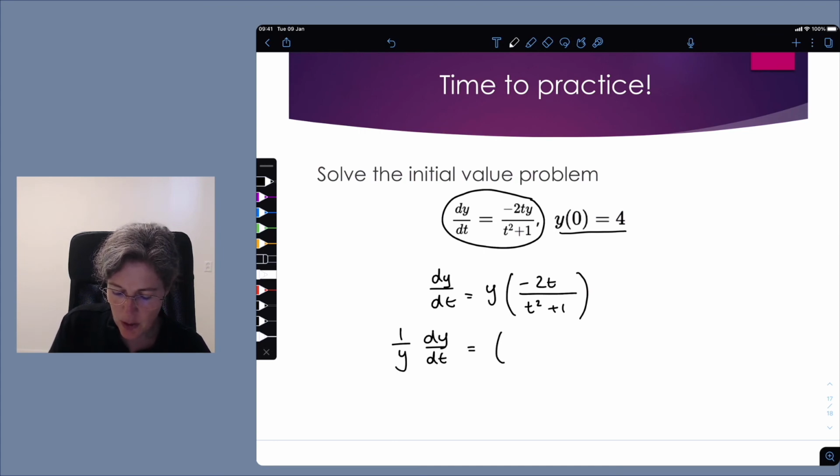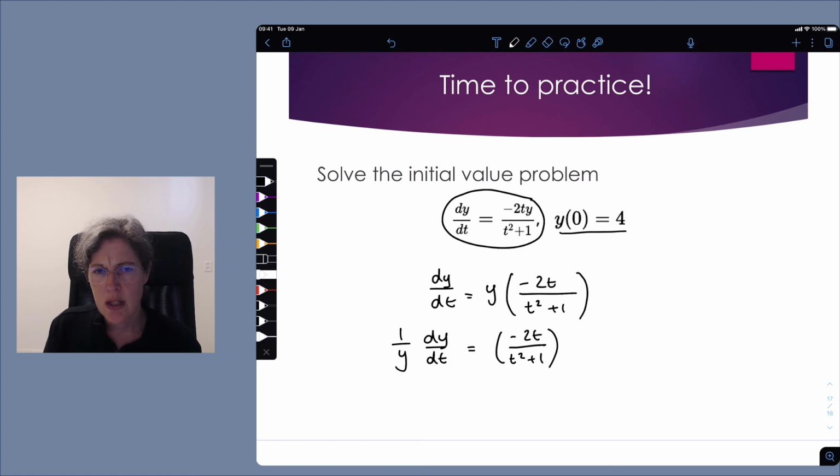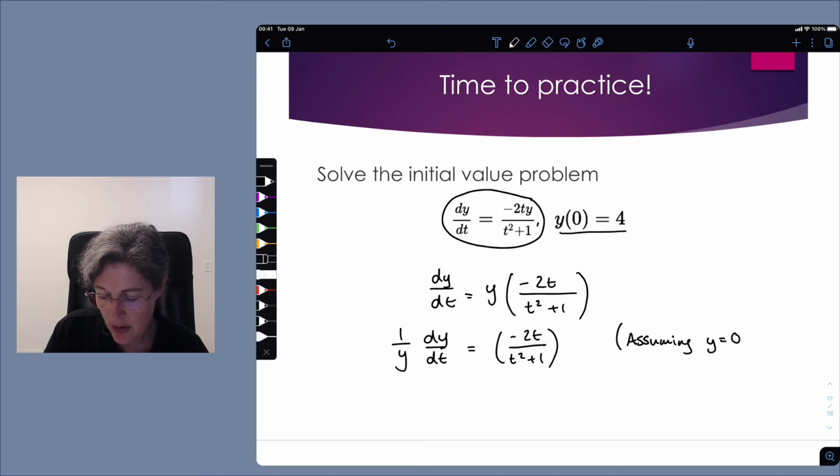And at this point, I hope that a little alarm bell went off that said, hang on, we need to make sure that y is not 0, because if I just divided by 0, then I would have blown up the universe, which would be bad. So I need to make a note for myself here. This is all true, assuming y is not equal to 0. So what we're going to do right at the end is come back and look at our differential equation and say, okay, what happens if y is equal to 0?